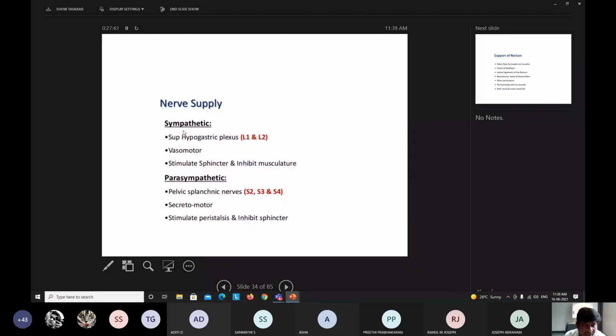Nerve supply: sympathetic by the superior hypogastric plexus, that is L1 and L2. They are vasomotor, stimulate the sphincter and inhibit the musculature. Parasympathetic, they are pelvic splanchnic nerves, secretomotor to the rectum, stimulate the peristalsis and inhibit the sphincteric action.